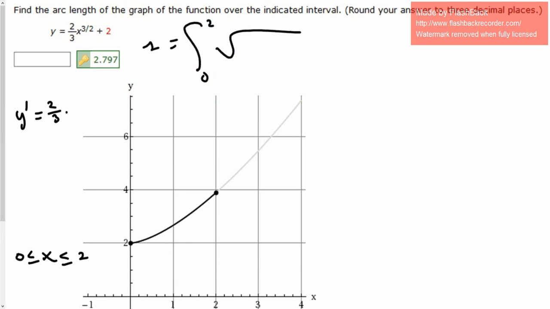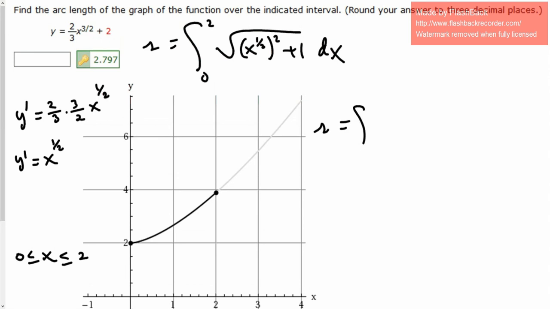2/3 times 3/2 times x to the 3/2 minus 1, as x to the 3/2 minus 2 over 2. So this is just x to the 1/2 power. So y prime is equal to the square root of x, or x to the 1/2. So this is x to the 1/2 to be squared. Then that's plus 1 based on the formula, dx on the outside. So simplify that. This arc length is the integral from 0 to 2 of the square root of x plus 1 dx.